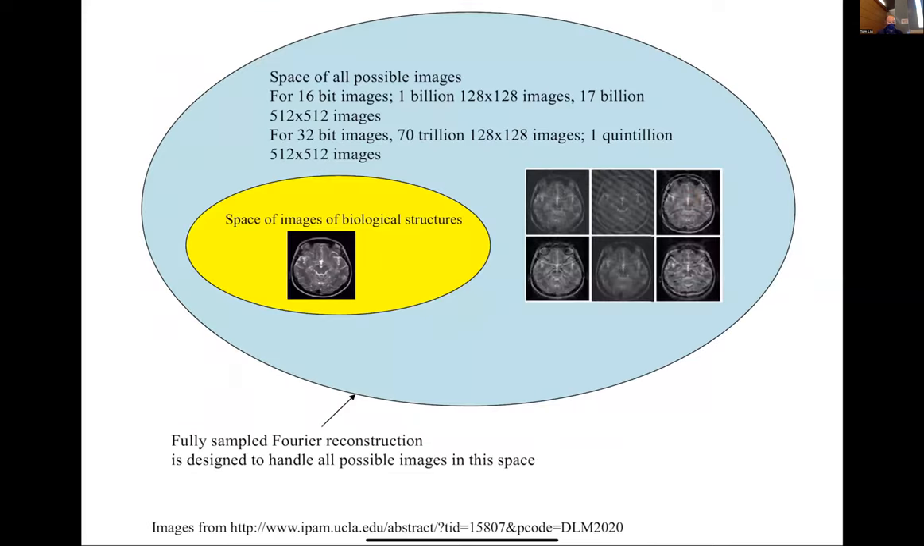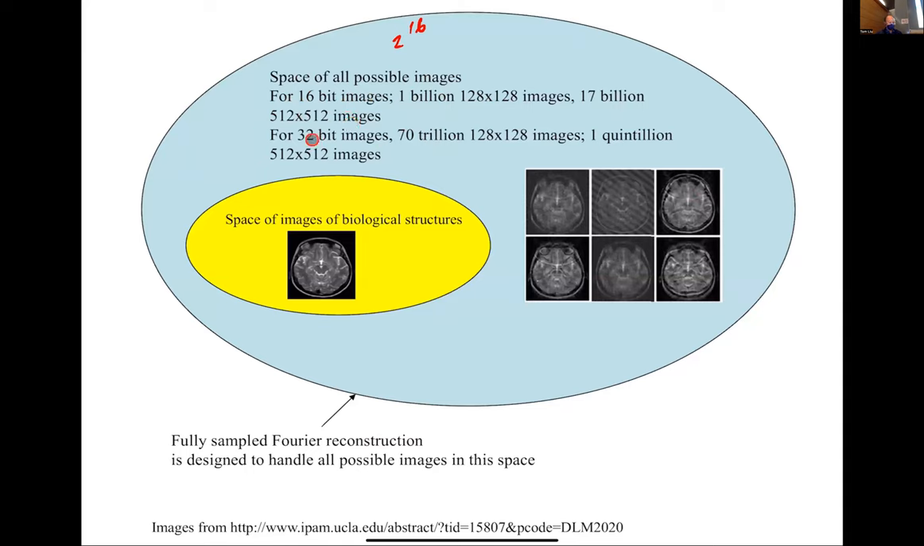But here's the problem. We're actually leaving a lot on the table, because we're trying to solve for every possible image. If you think about a 16-bit image, every voxel can have 2 to the 16 values. That means there are 1 billion possible 128 by 128 images, or 17 billion possible 512 by 512 images.